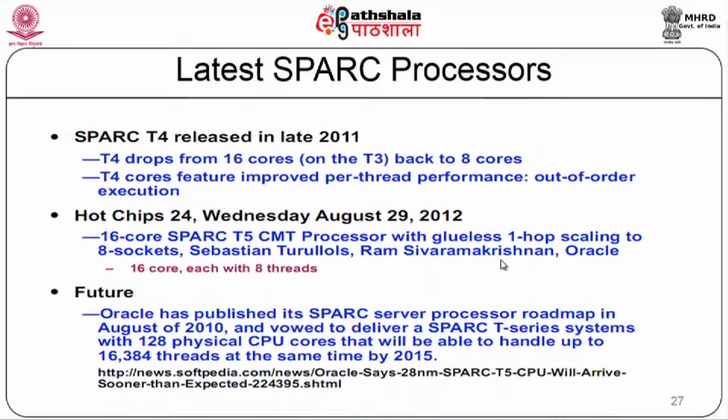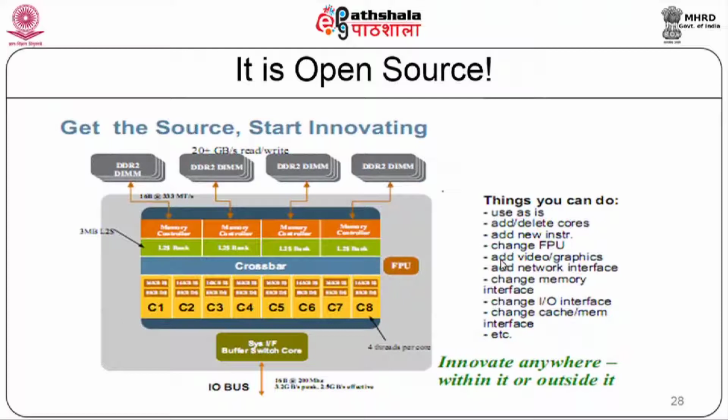And if you look at the latest SPARC processors, SPARC T4 was released in late 2011. At Hot Chips, the announcement for the 16-core SPARC T5 CMT processor happened in 2012, and Oracle had told in its SPARC server processor roadmap in August 2010 that it will deliver 128 physical CPU cores which can handle up to 16,384 threads at the same time by 2015. What we have today is the latest of the SPARC processors, though they have not really achieved that many threads of execution.